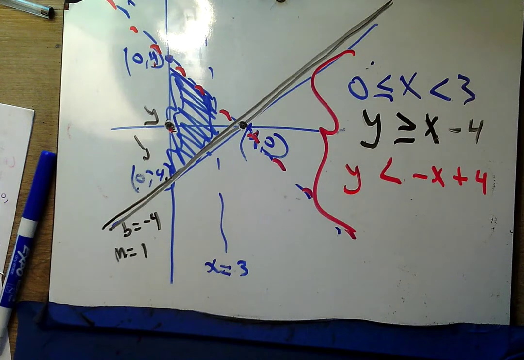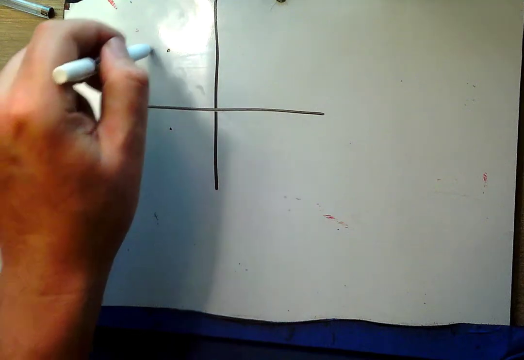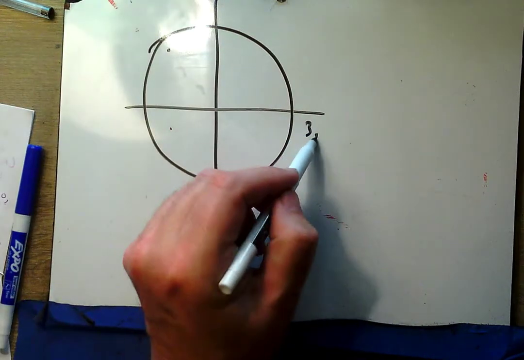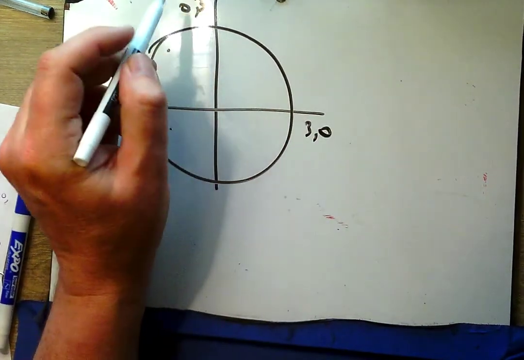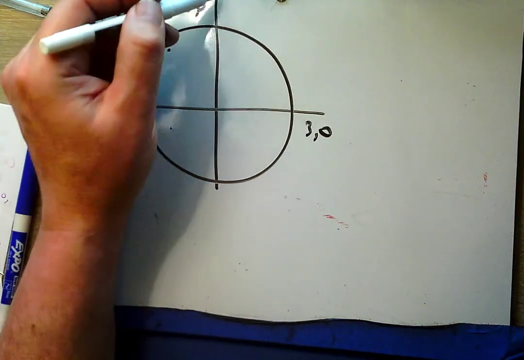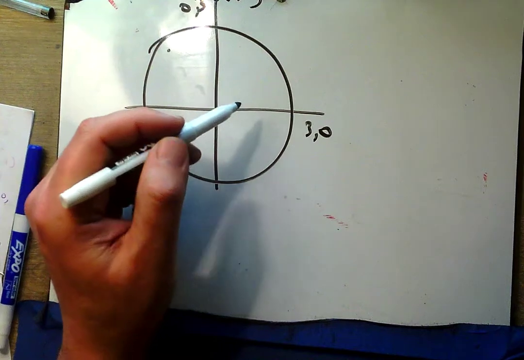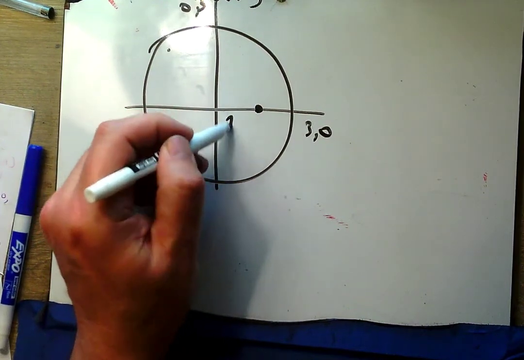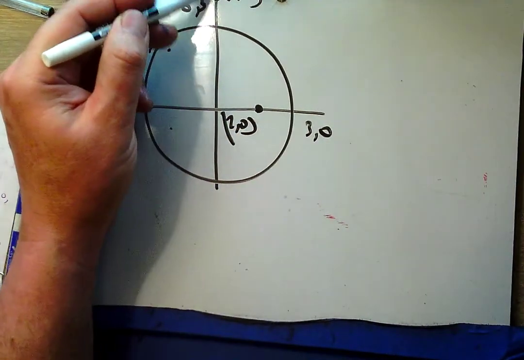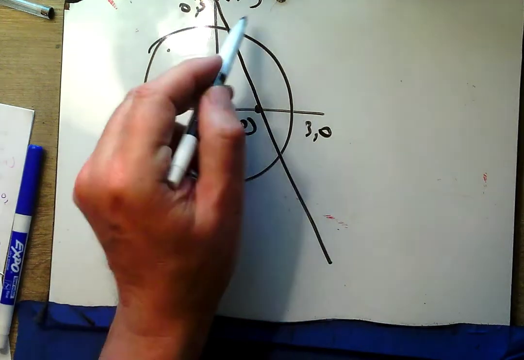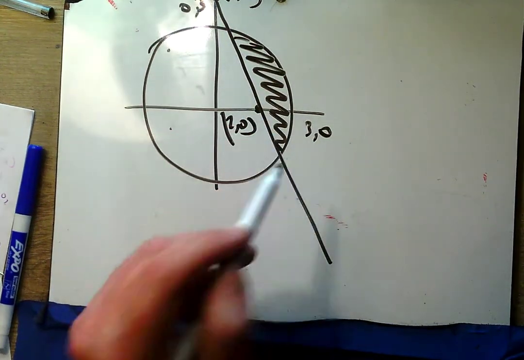Okay. All right, well, let's do a couple more of those. So what if I had this: a circle at 0, 0 with radius 3, and a line through 0, 4 and 2, 0. And then the shading is here.